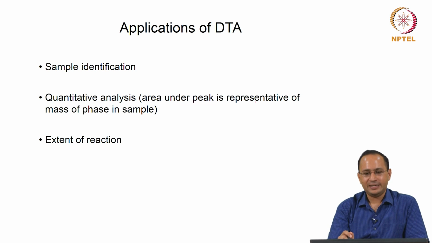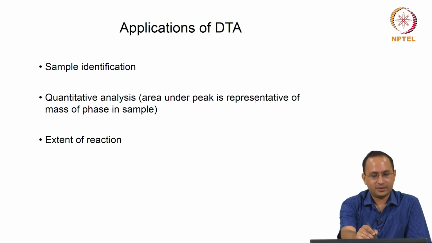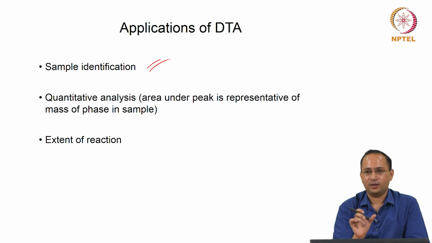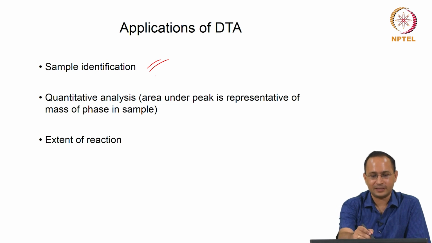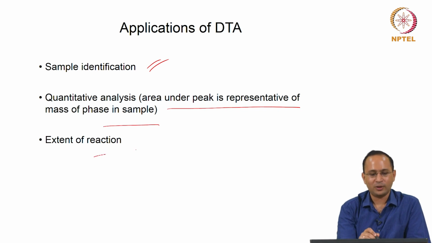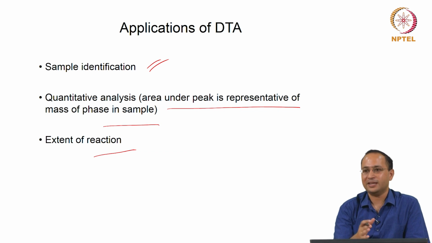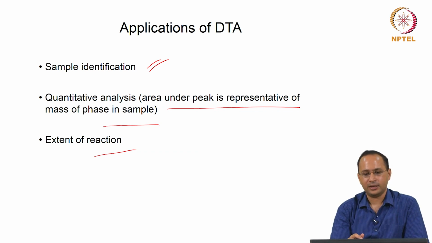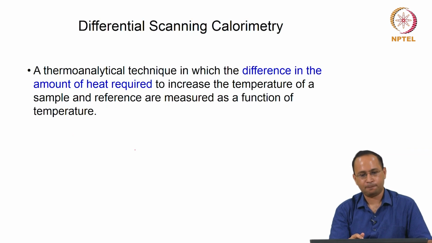So, applications of DTA are sample identification, because you can identify samples; each has its signature, for example where you are seeing this dehydration, because that depends on the phase you have. Quantitative analysis: the area under the peak is representative of the mass of a phase in the sample. Also extent of reaction, the degree of reaction, we can calculate. Okay, these are a few applications of DTA.